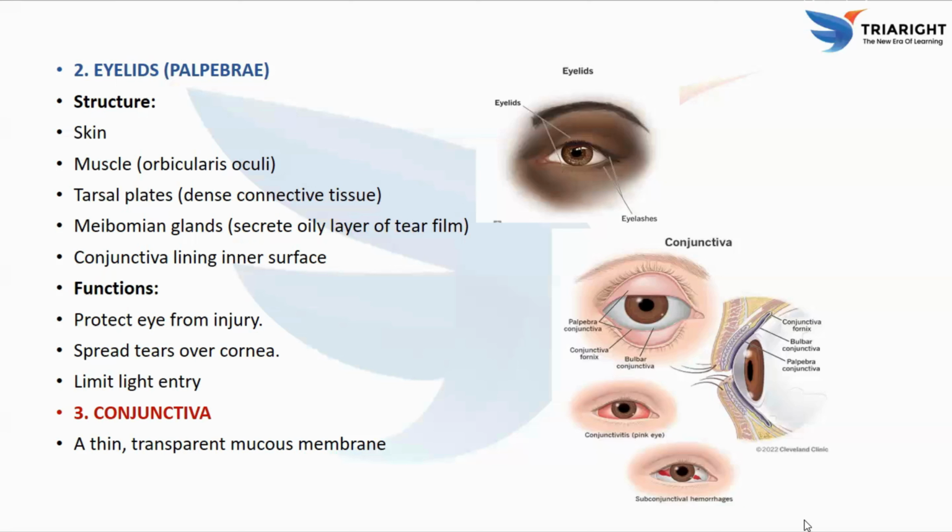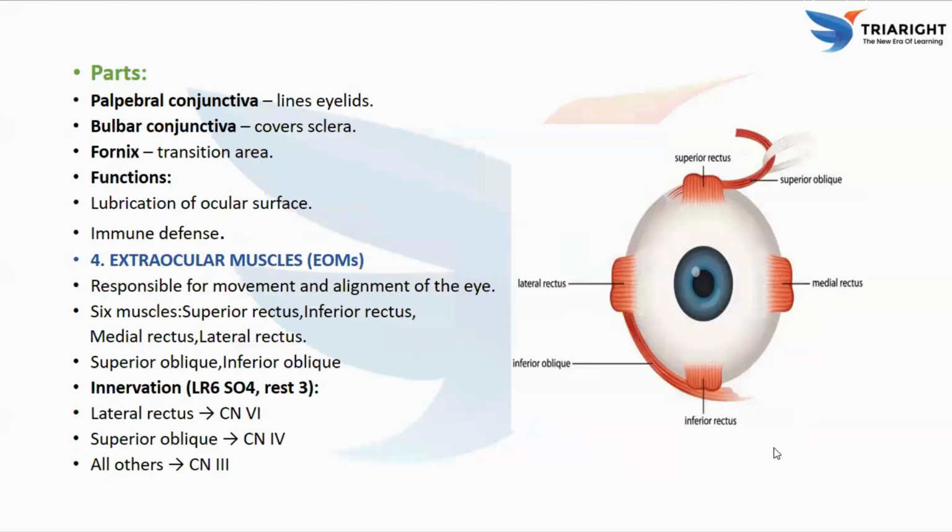So subconjunctival hemorrhage is nothing but small blood vessels that have burst, which looks like a bright red patch. So this looks scary, but usually it is harmless. So these are the parts as I showed you in the diagram.